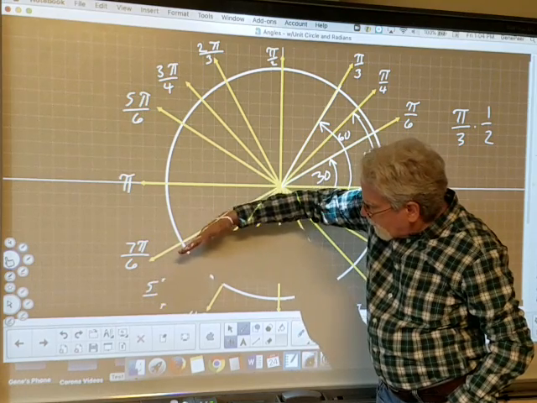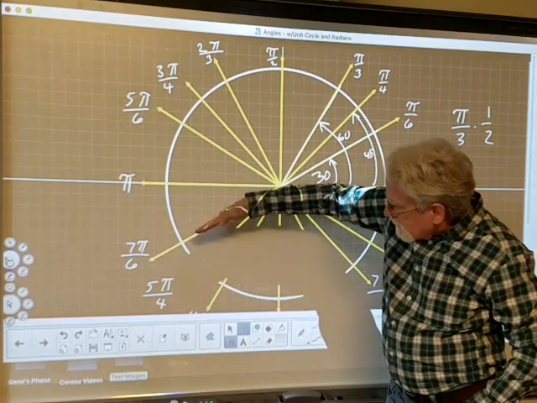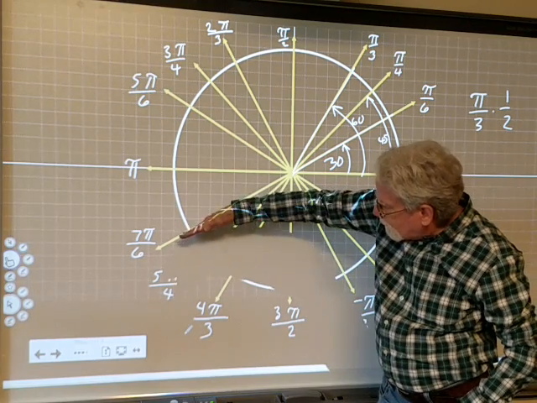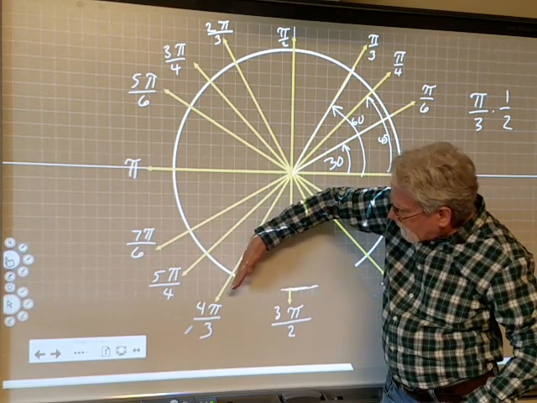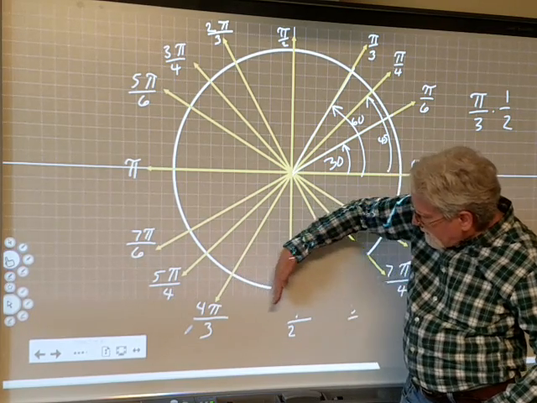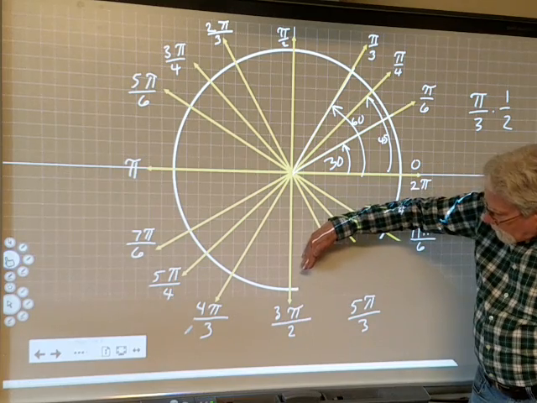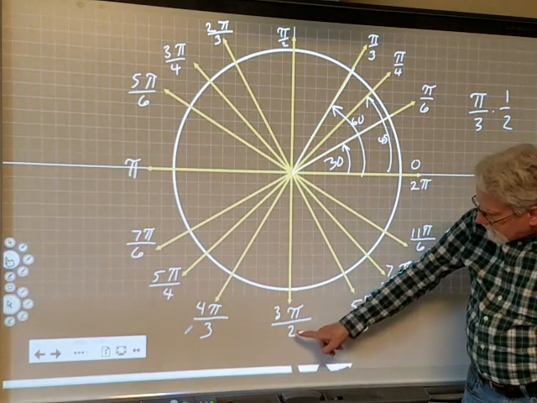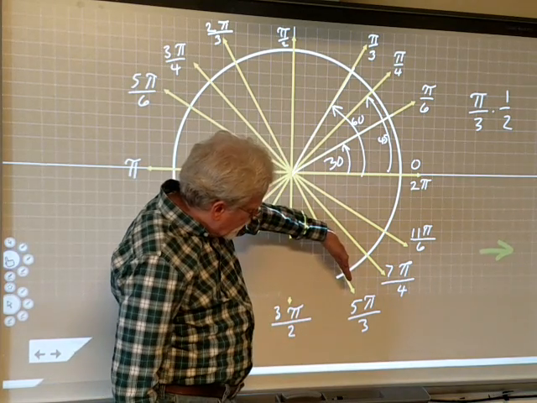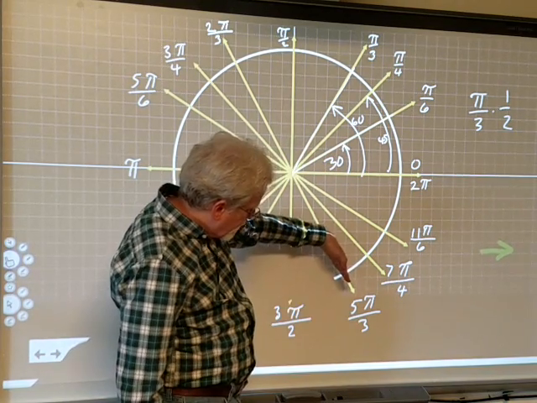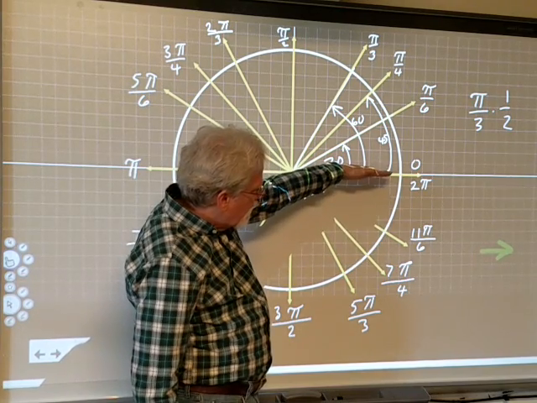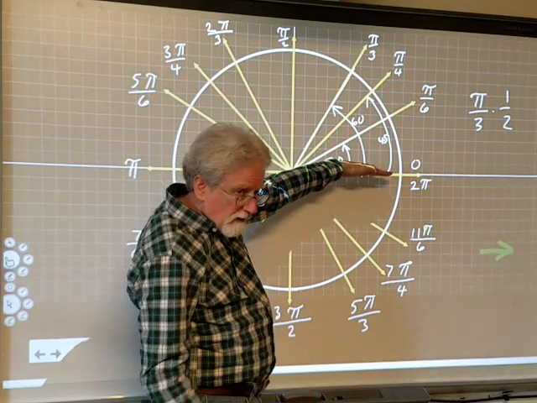Then go down again another 30 degrees. We have 7/6. We have 8/6, reducing to 4/3. Then we have 9/6, which reduces to 3/2. Then we have 10/6, which reduces to 5/3. We have 11/6, and then we finally have 12/6. Comes right around, makes sense.